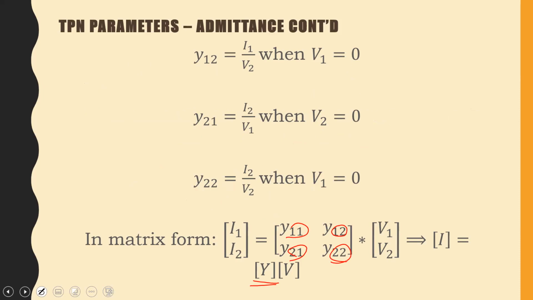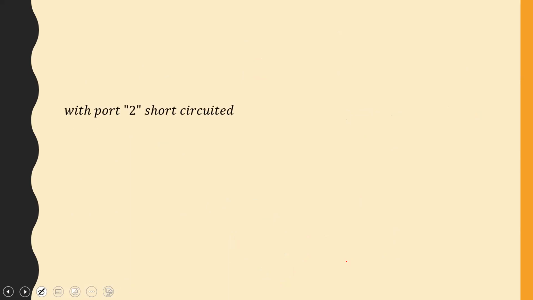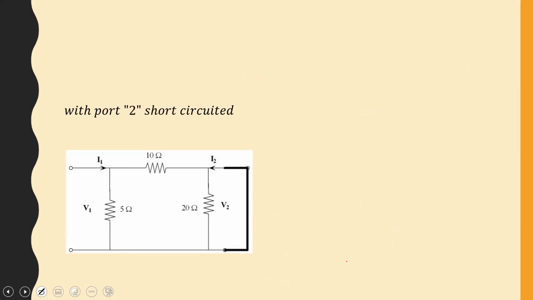So not only are you able to tell what is being divided by what, but you're also able to determine where in the matrix the particular parameter falls. Going back to our question, we have a simple pi network and we want to find the admittance parameters of the network. First, let us short circuit port 2. If that port is short circuited, what would be the impedance looking into this port? 5 in parallel with 10 plus 20.